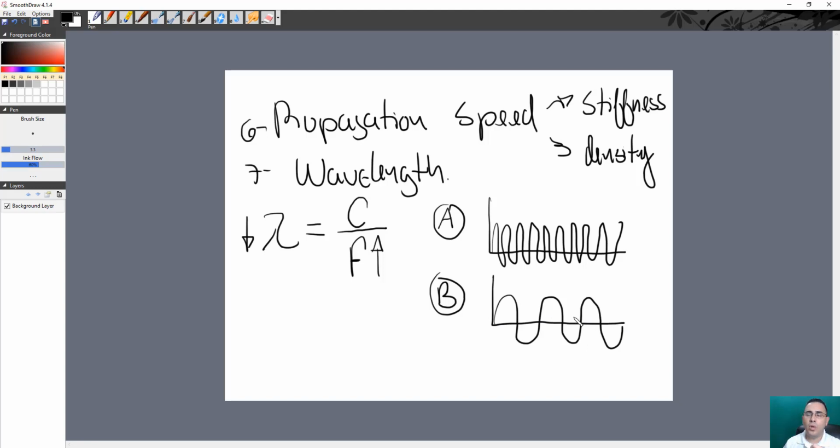Now, what is the wavelength? The wavelength is the distance from a peak of a cycle to the peak of the next cycle. And this is the wavelength in here. If you can see it, A has more frequency, but the wavelength is short. They're inversely related. And for B, you have less frequency, but you have a longer wavelength. It makes sense.